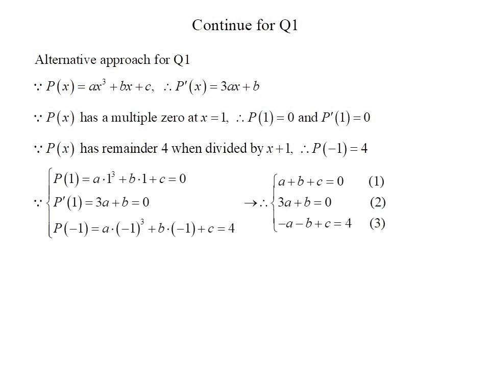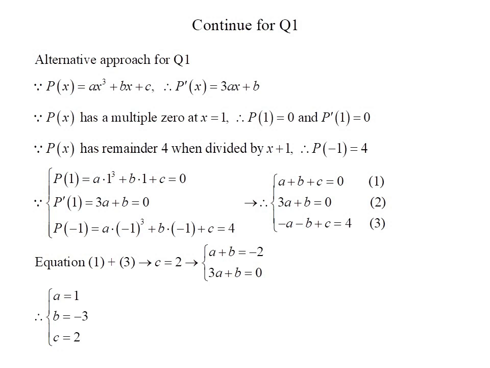According to all above, we have 3 simultaneous equations established. a plus b plus c equals 0, 3a plus b equals 0, and negative a minus b plus c equals 4. The simultaneous equations can be easily solved by adding equation 1 to equation 3, so both a and b are cancelled out in this way, and then we have c equals 2. After back substituting c into the equation 1 or equation 3, we can calculate the values of a, b, and c as shown on the screen.